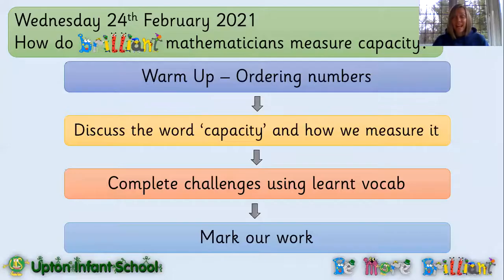Because today is Wednesday, the 24th of February, 2021, and we are going to be finding out how do brilliant mathematicians measure capacity. So that's a new word for us today, and we'll find out what that means in just a moment. We're going to start with a warm-up game, and today I need you to help me order some ladybirds that have got themselves in a muddle. Then we'll discuss that word capacity and how we measure it and what it measures. Then we'll see if we can do some challenges together before marking our work to see how we got on.